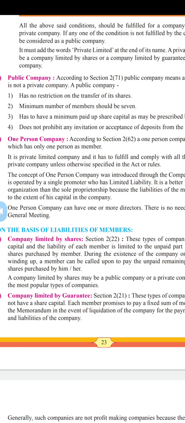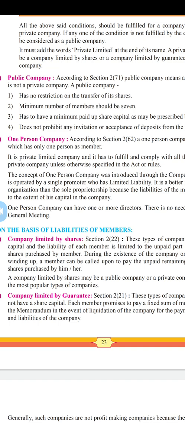In the first type, the company limited by shares, there is a share capital. But a company limited by guarantee comes into existence in that the members take a promise to pay a fixed sum of money, which is specified in the memorandum, at the event of liquidation of the company. Liquidation means when the company is closed or wound up, at that time all the members come together and pay all the debts and liabilities of the company.